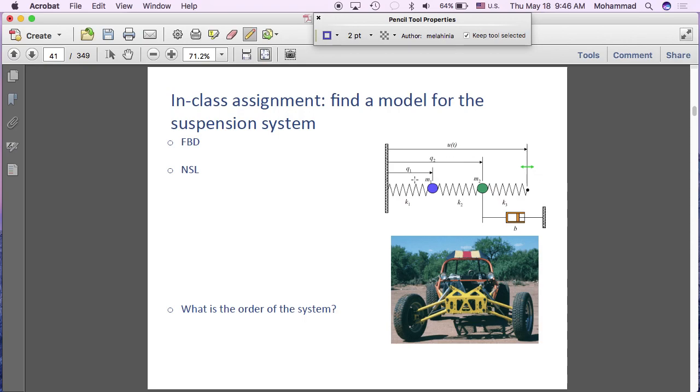Q1 basically captures how much displacement mass 1 sees. Q2 rather sees how much displacement mass 2 undergoes. So the first step is to draw free body diagrams, and we have to have 2 of them. Each inertial element has its own free body diagram. And once we have one free body diagram, we can go ahead and write Newton's second law for that free body diagram. So I'll give you a minute to get started, and then we'll work together on it.